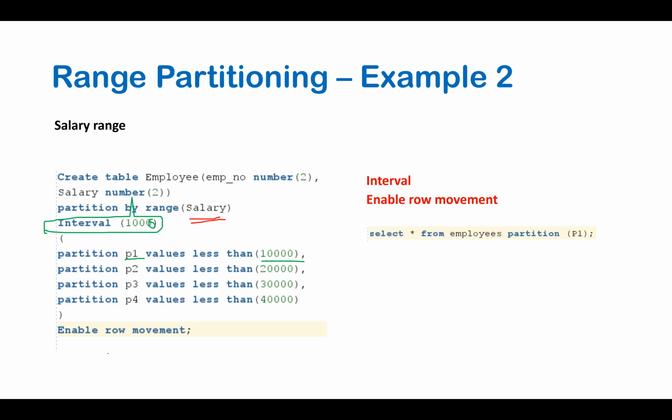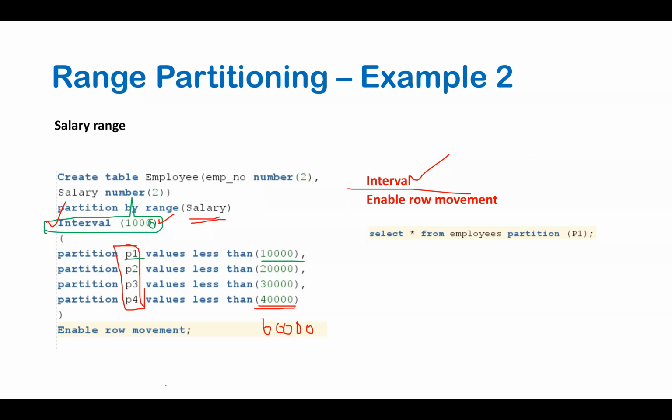How many partitions have we created? 4 partitions. But this partitioning is dynamic partitioning. Why? In future, if you get any values, something like 60,000 or 65,000 or anything, it will automatically go to the particular partition. How? We are using this interval. So this keyword you have to use to dynamically create the partitions. Who will create them? Oracle will create them. So make sure that you are using the keyword called interval.